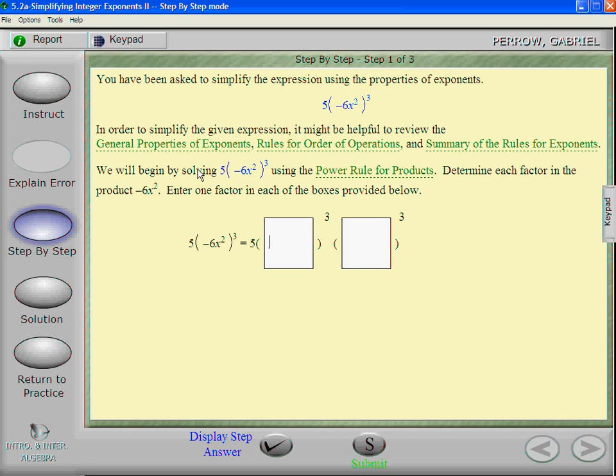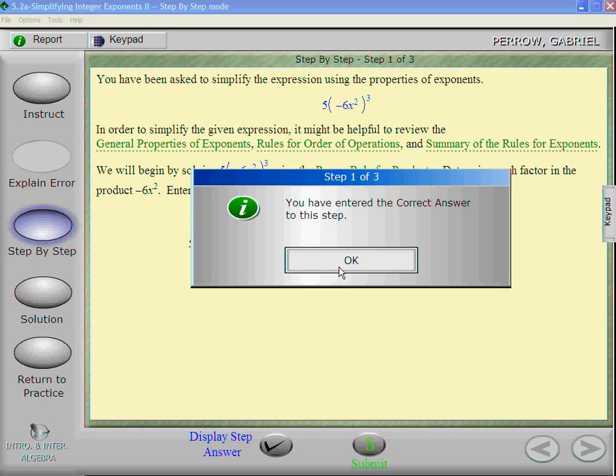They show, based on the power rule, what's going to happen. You're going to end up with the third power being applied to each of the guys on the inside. So negative 6 is going to end up being raised to the third power, and x squared is going to be raised to the third power. So Hawks is trying to break it down into steps for us here.